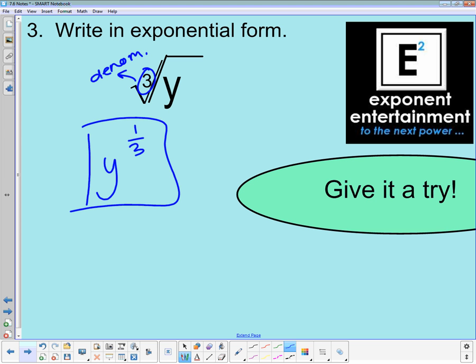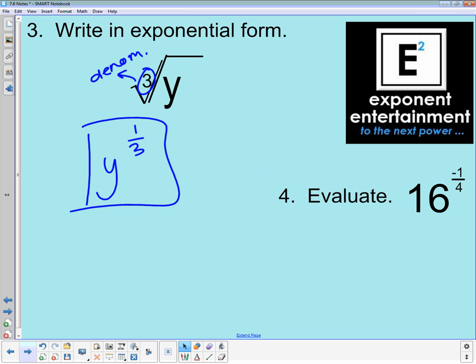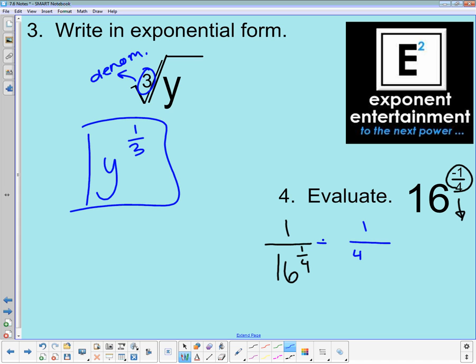If I take a look at number 4 and I try to simplify 16 to the negative 1/4 power, think of what that means. That means I have that negative exponent. Remember that means we're going to move it down below. So I end up with 1 over 16 to the positive 1/4 power. But that 16 to the 1/4 power is the same thing as the fourth root of 16. Okay, the fourth root of 16, we can all figure out, you can plug that into your calculator, is 2. So this is the same thing as just saying 1/2. 16 to the negative 1/4 power is the same as 1/2.